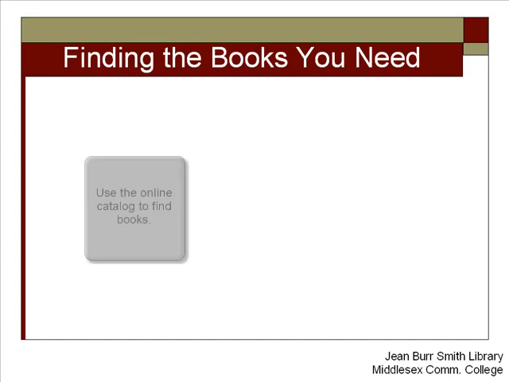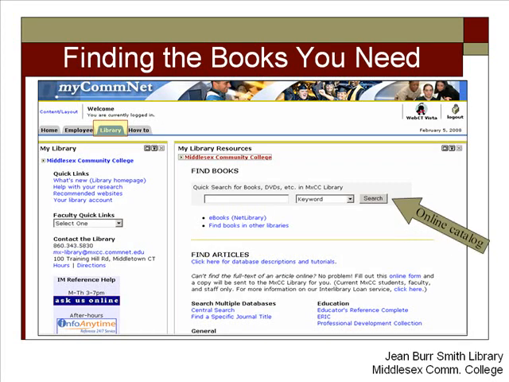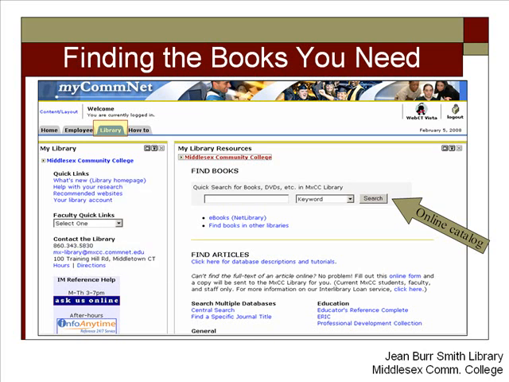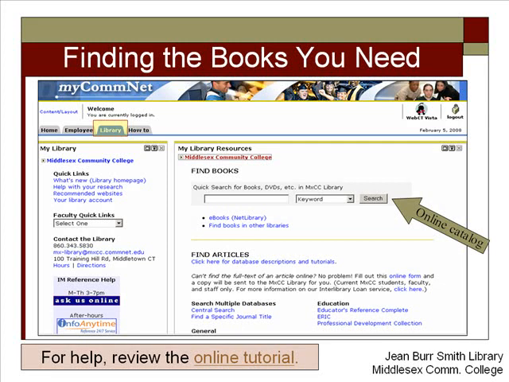If you are looking for books or anything within the physical Middlesex Community College Library, you will be using the online catalog. You will not find articles through the online catalog, only items found within our library, and ebooks, I should add. Click on the Middlesex Community College link found under the Library tab in my.comnet.edu to gain access to the resources you will need. To learn how to search the online catalog for books and other materials found within the library, please review our online tutorial found on the Find Books screen.